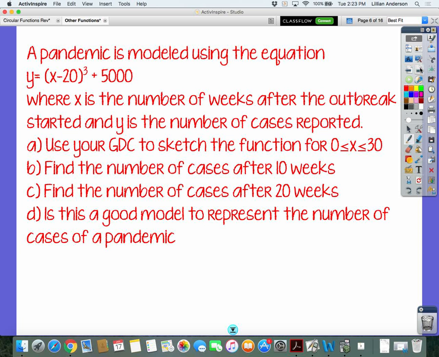Now, I think you guys kind of got this, right? Can we just do this? Let's give it a try, okay? I'll give you a few minutes. Graph it, fix your window, and then figure out how many cases we have, and then determine if it's a good model. Alright, so with this one, what did you set your window? Of course your X-min, X-max is 0 and 30, but what about the Y? How does the Y work out?